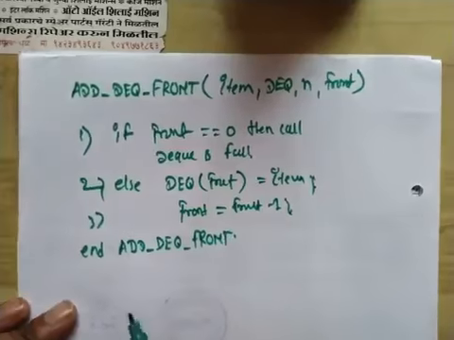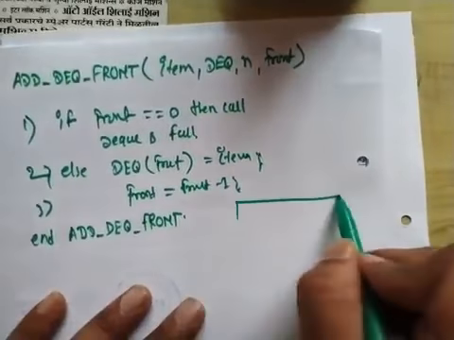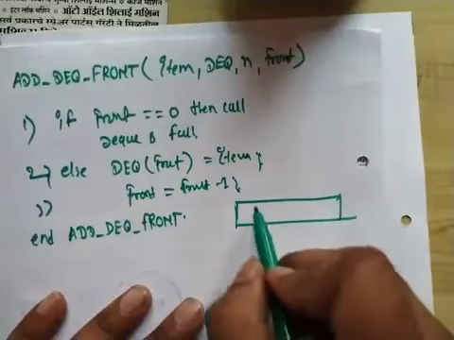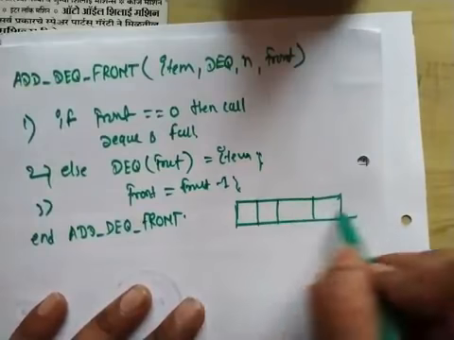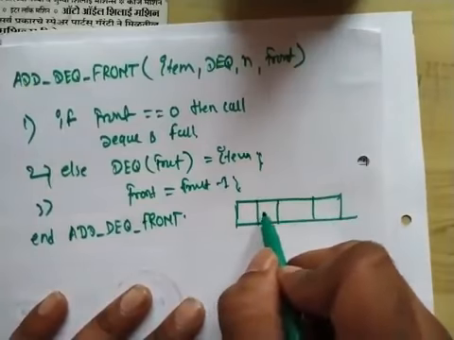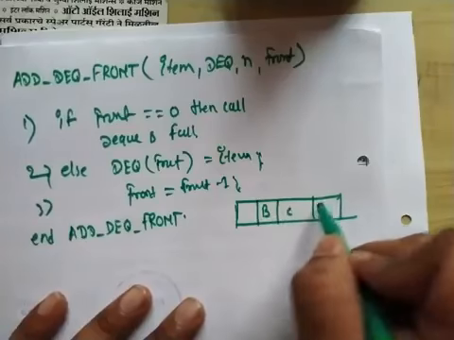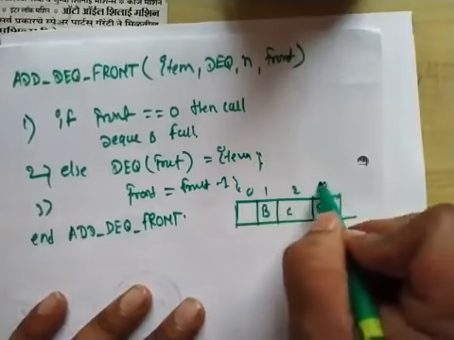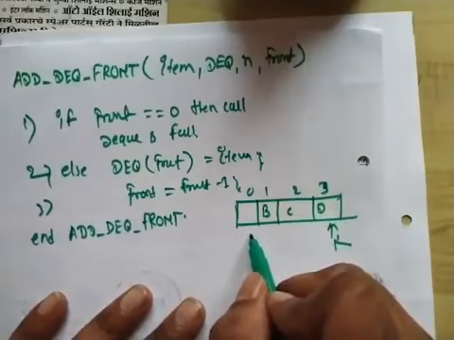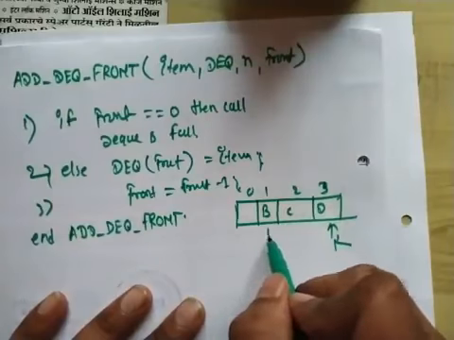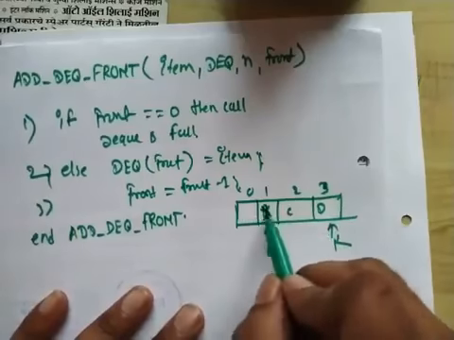Now what is the logic behind this? Suppose this is your array having size 4. Now you have elements B, C, D here. Your rear reached the maximum index location, and your front is pointing here, meaning this element is also deleted. That means we have two vacant places.